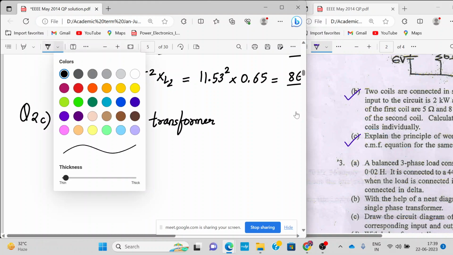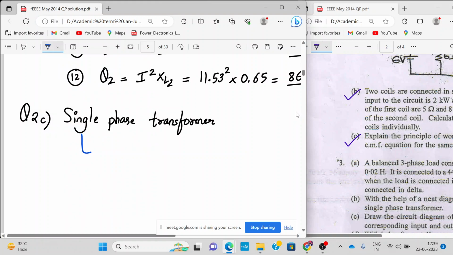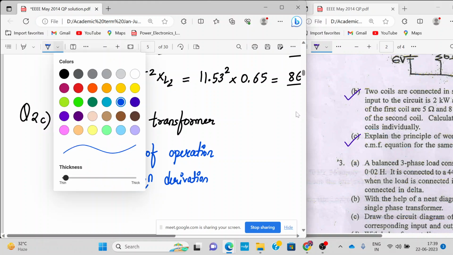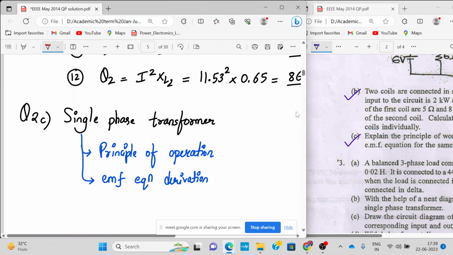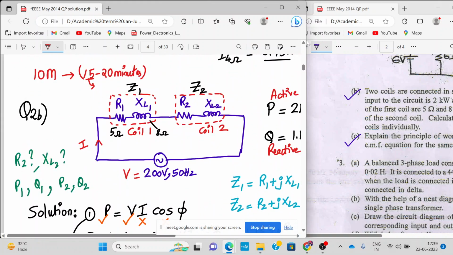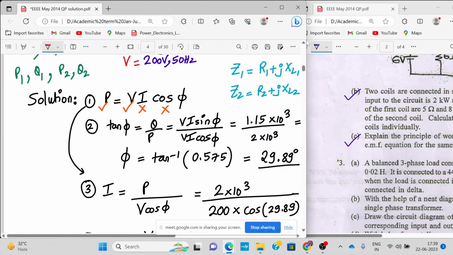So here, how do we get the marks is as follows. Principle of operation, and derivation of EMF equation. So if it is a 5 marks question, we'll give equal weightage to both. Let's say this is 2 marks, and this is 3 marks, if this is 5 marks question total. Alright. Above one is 10 marks question, the one which we have solved. Okay. That's why it took some time.